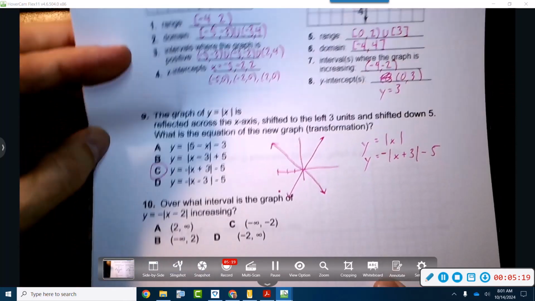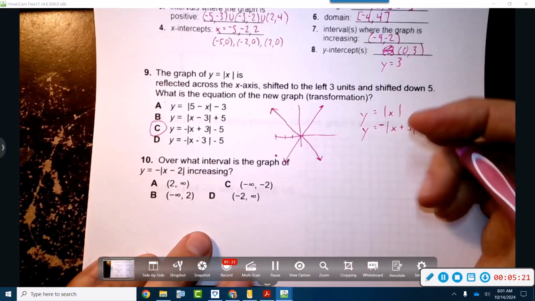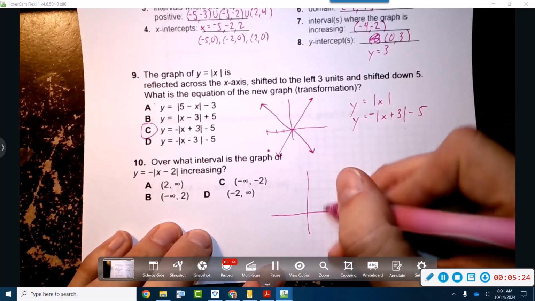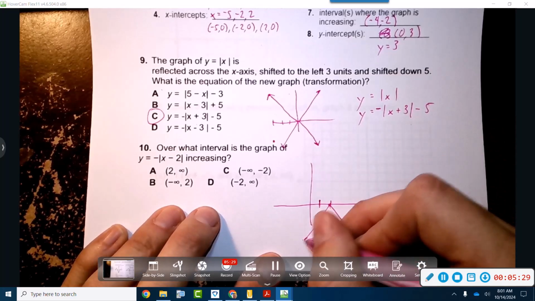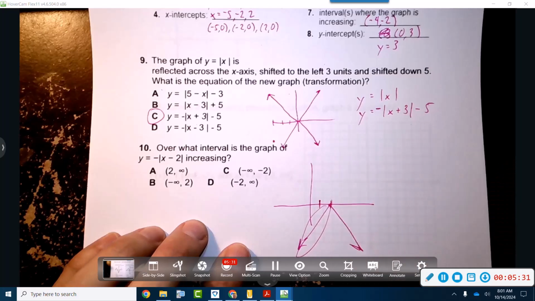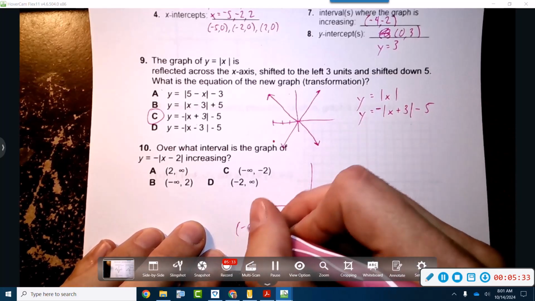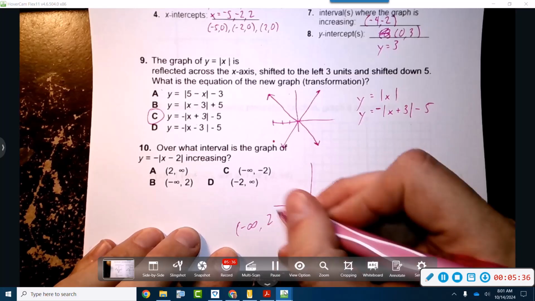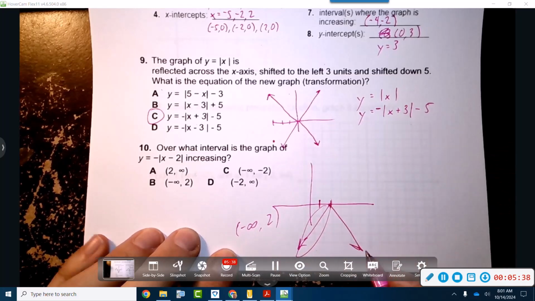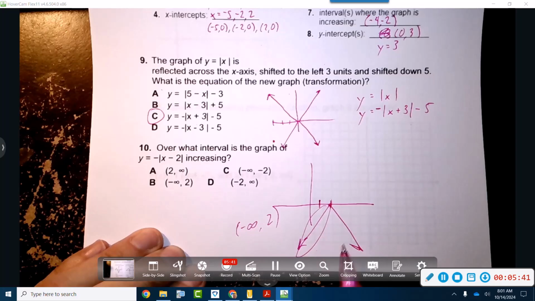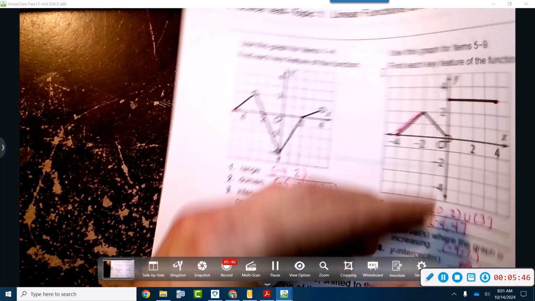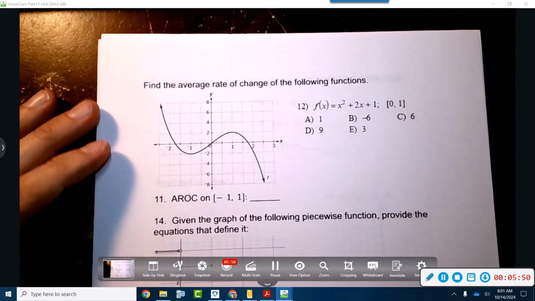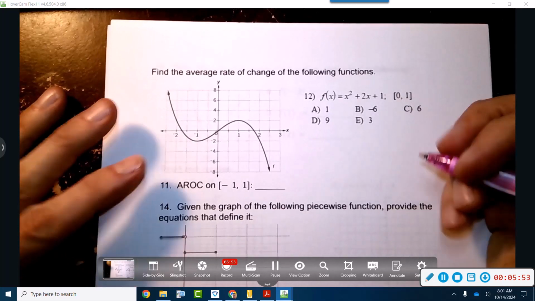All right, over what interval is this increasing? Well, let's see what it looks like. It moves to the right 2, and it's going downward. So how is this increasing? Well, it's this piece right there. It's going from negative infinity all the way to positive 2, and then it starts to decrease on this leg. So as long as you understand these shifts, then we're good. That has got to be right here. That's B. Where are we at as far as time? At the 5-minute mark. All right, we'll do the average rate of change, and we'll stop this video.